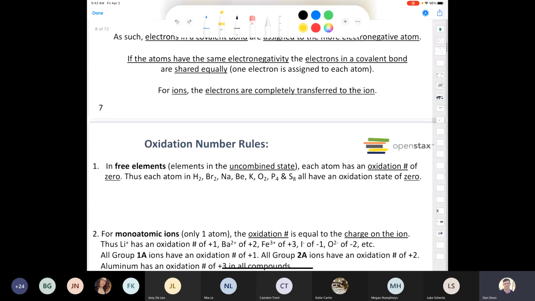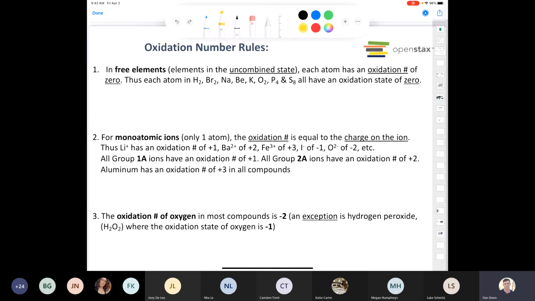So here are the rules. I went over them last class, and I'll go over them a little quicker this morning. Free elements: any element by itself in the periodic table is going to have an oxidation number of 0. If you look at a metal like chromium or vanadium or gallium, or a non-metal like neon, those all have an oxidation number of 0.